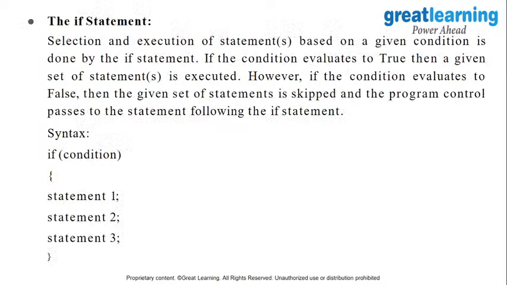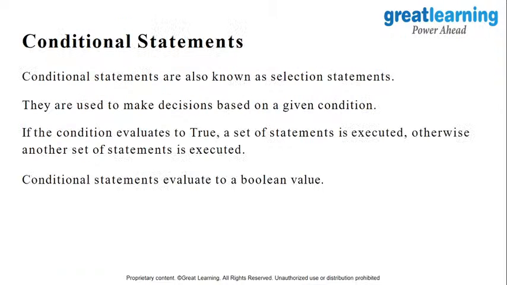Let's see what that means. Let's suppose a is greater than b. Now a's value is 5 and b's value is 2. Now if this condition is true, right, then it evaluates a boolean value, right? That means it will result in true or it will result in false. In this case it will result in true.